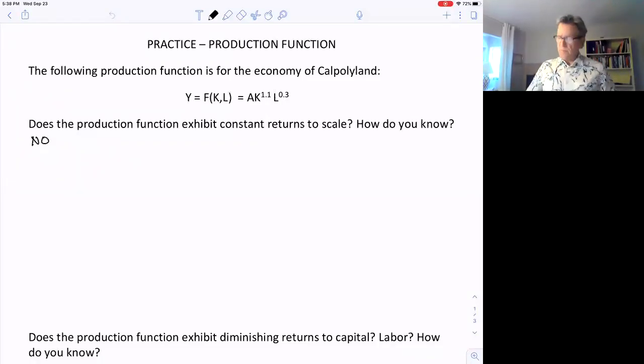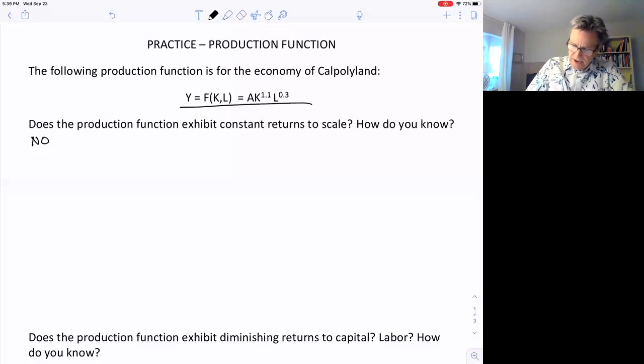Okay, in this video, I want to go over this practice handout on the production function. We're going to say this is it for an economy here called Polyland, where output is just a function of capital and labor. And this is the production function here, A K to the 1.1 power and labor to the 0.3 power. And the question first is, does it produce constant returns to scale?